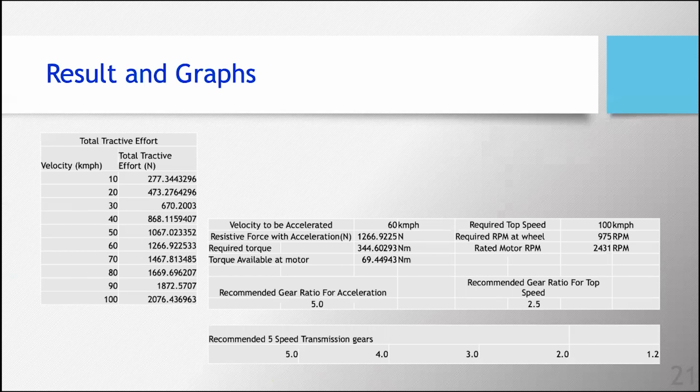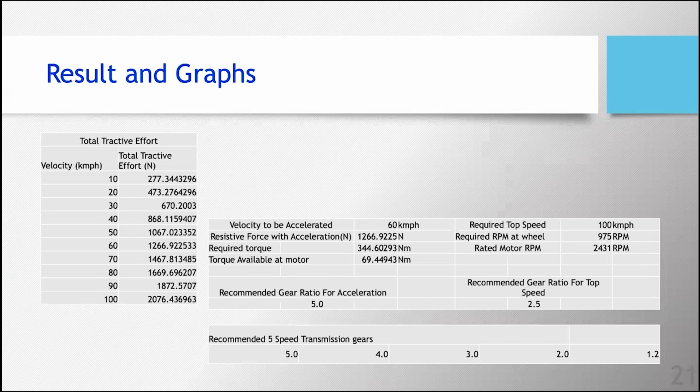Resistive forces with respect to the acceleration, as the total tractive effort shows, for 60 kmph we need 1266 Newton. That has been taken here, and this force is multiplied by the rolling radius of the wheel in order to get the required torque to accelerate the vehicle. And by using this motor data, which I showed in the previous slides, the big graph, we are using two motors in this case, not only a single motor. So we have a combined torque of 69.44 Newton meter.